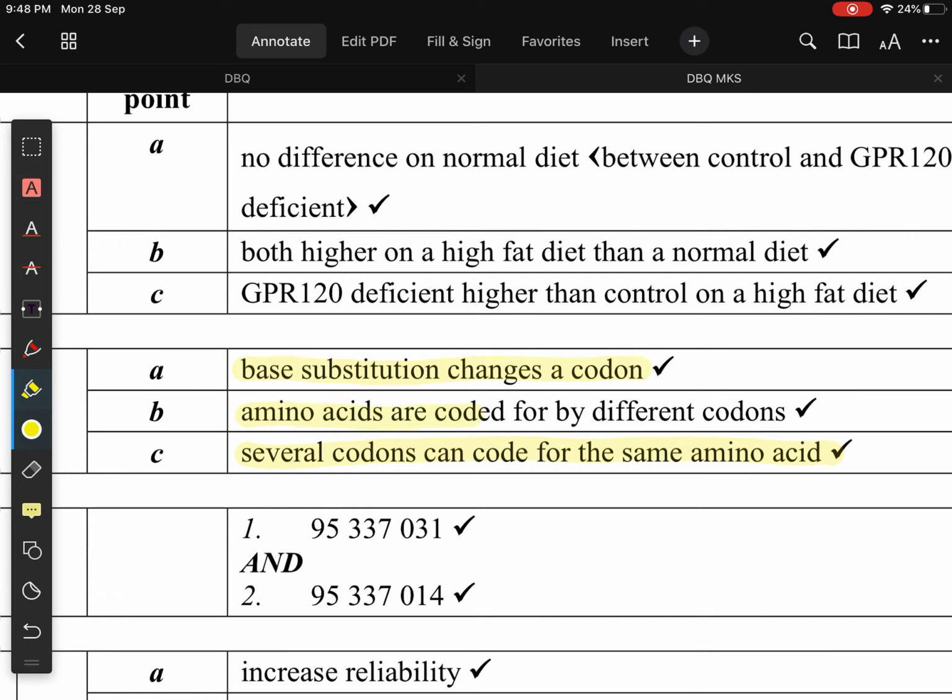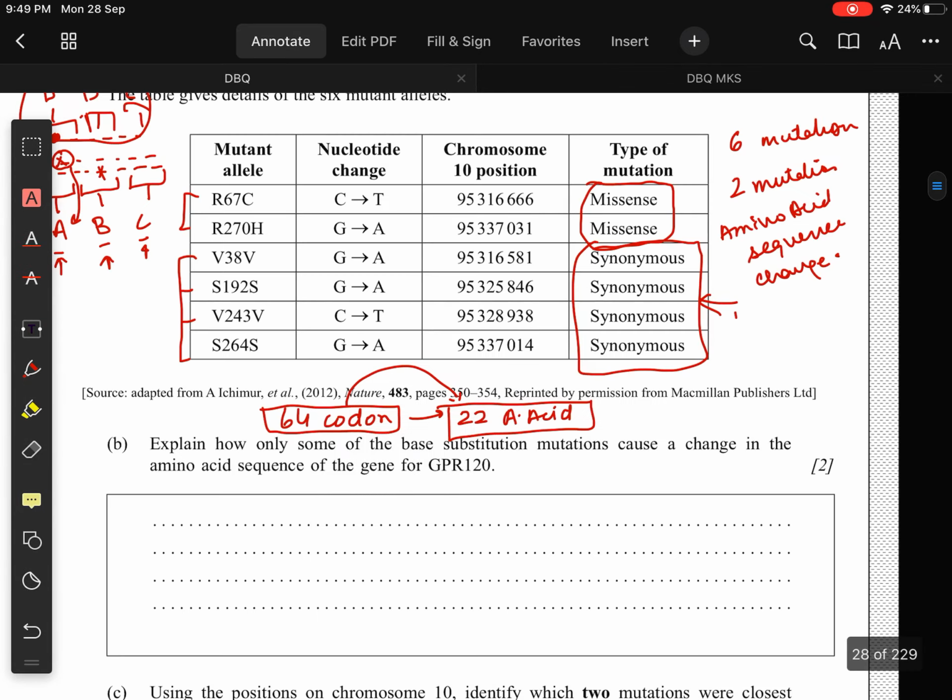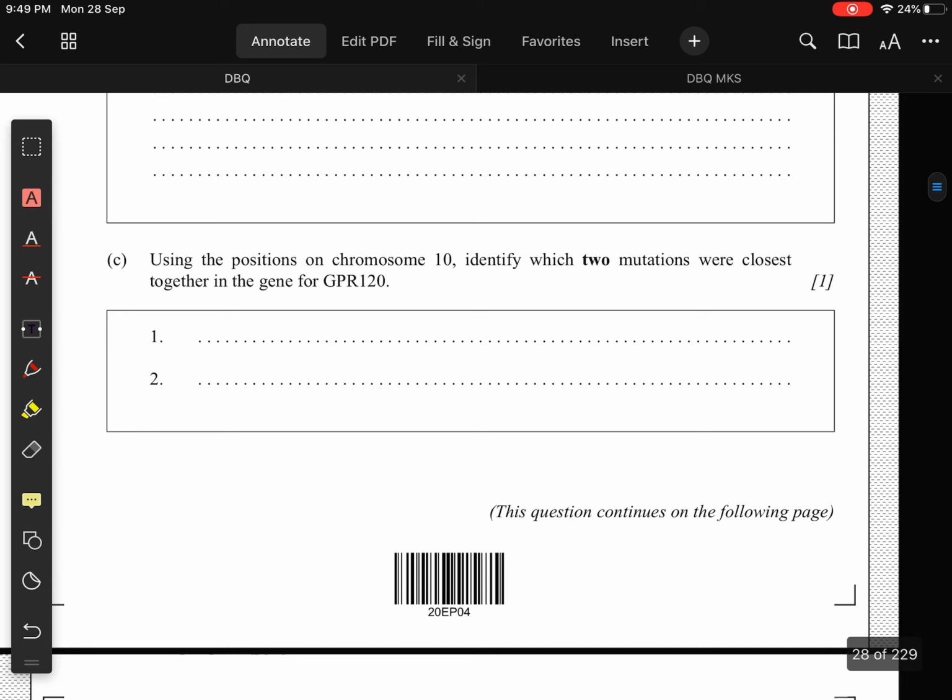Base substitution changes a codon. Amino acids are coded for by different codons. So B and C are almost the same, the phrasing is slightly different. And A. So this is a 2-mark question. You can write down A and B or A and C. All right. Now look at the next question.